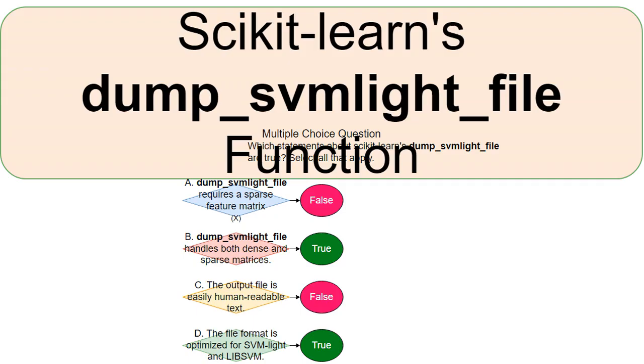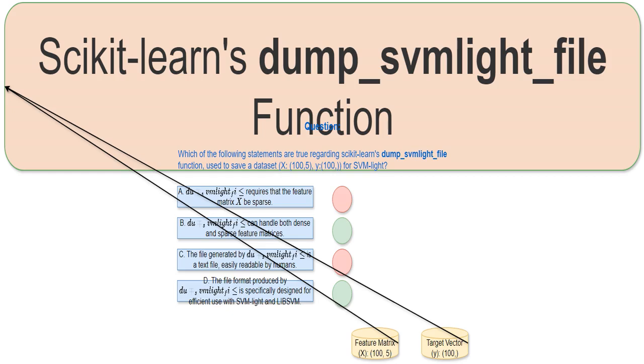This line refers to the specific scikit-learn function that is the subject of this quiz. It's essentially the core component being assessed. I'm talking about a function in the scikit-learn library called dump_svmlight_file. It's a tool we use to save data in a format that's perfect for SVMlight and libsvm, which are popular tools for support vector machines.